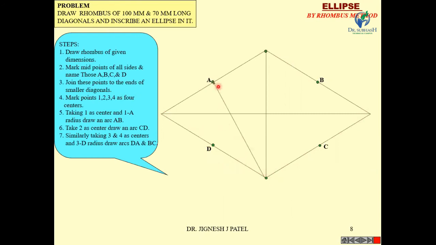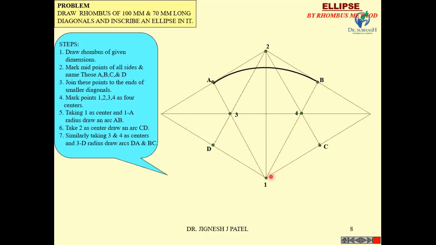Now join this A with this corner. Also join this B with this corner. Join D with the opposite corner and join C with the opposite corner. Now these intersection points are the centers. These points are 1, 2, 3, and 4.